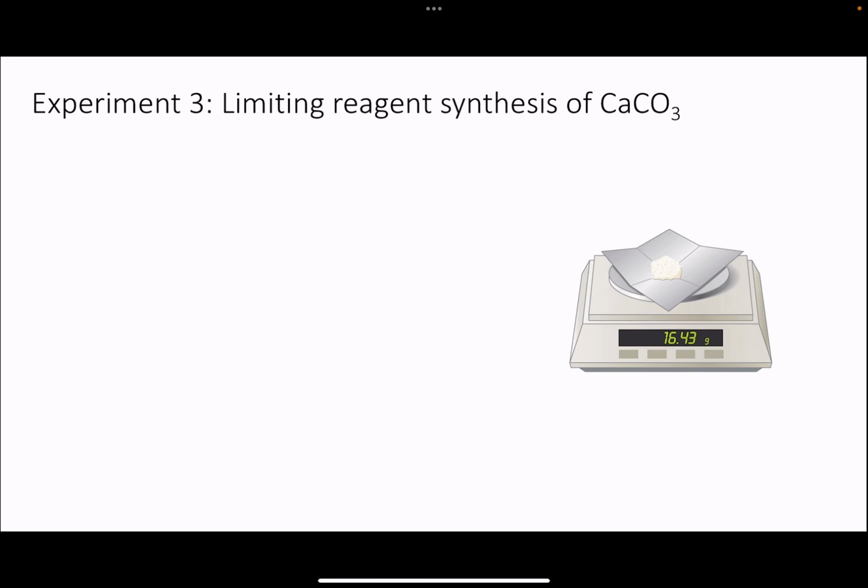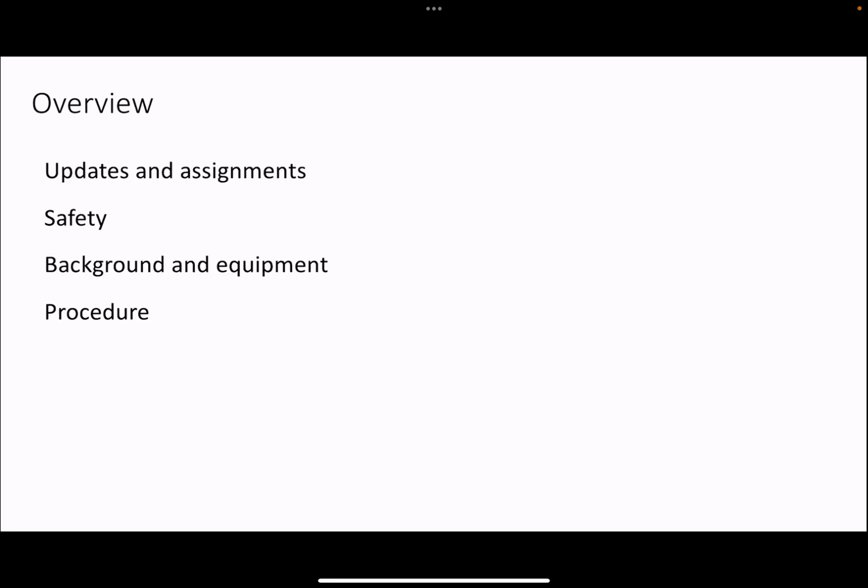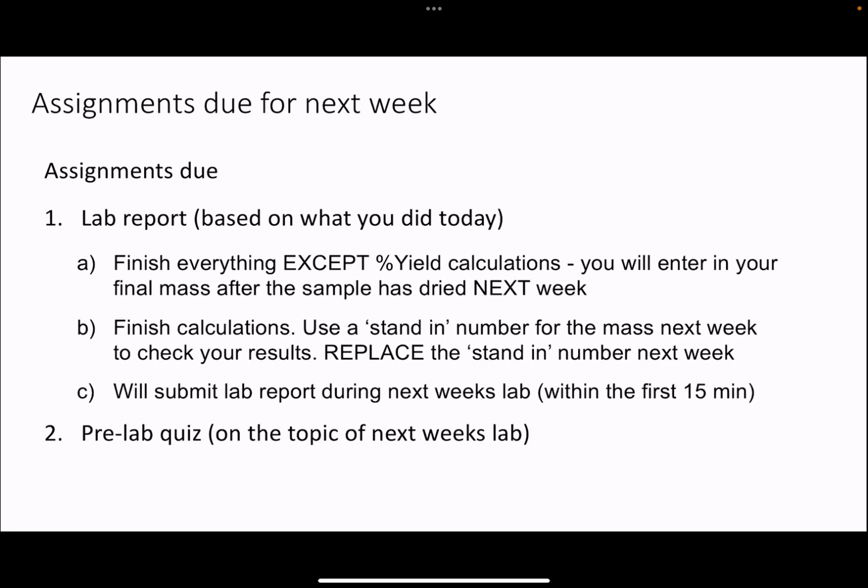Today, this week's lab is going to be particularly more involved and a little bit longer, and this is kind of where we start to really get into a little bit of chemistry. So we're going to be looking at the limiting reagent synthesis of calcium carbonate using gravimetric analysis. I'll go through an overview of the PowerPoint, and we'll start with updates and assignments.